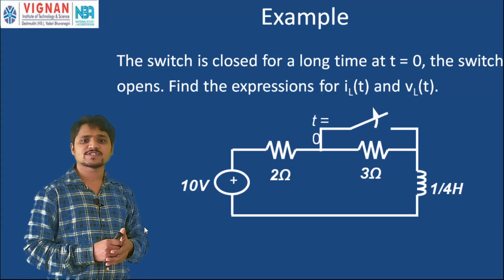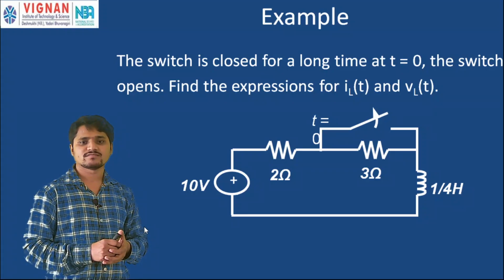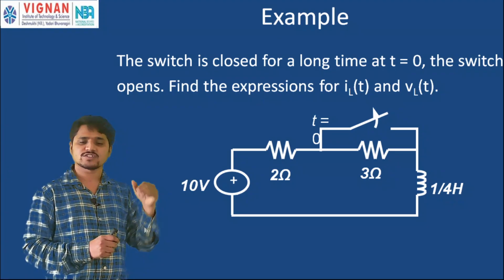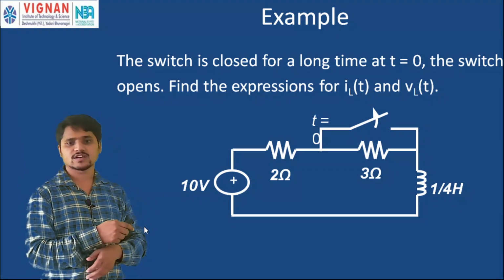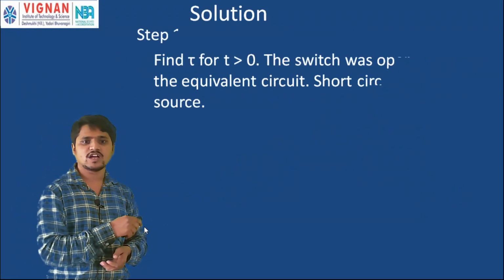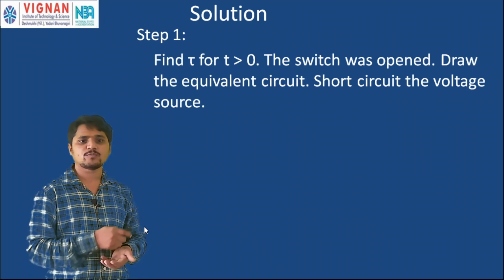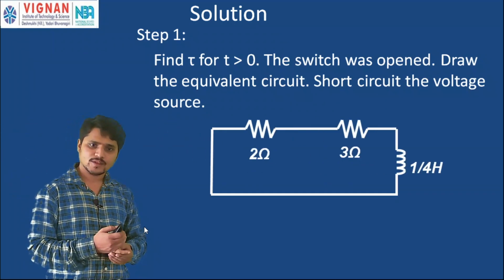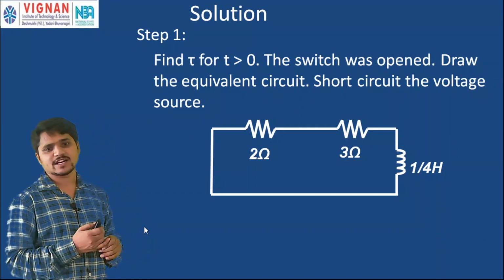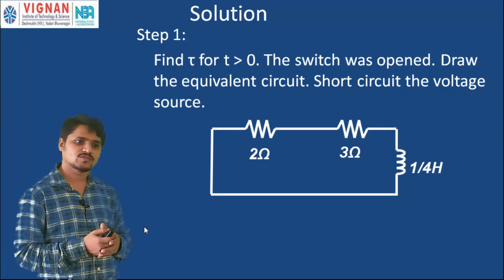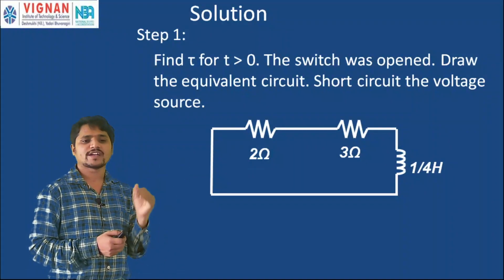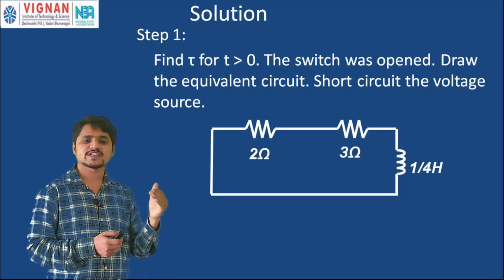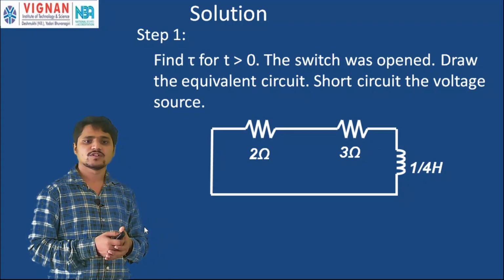Find the expression for IL of t and VL of t. That means the switch was closed, but at t equal to 0 the switch is open. So what is the current and voltage in the inductor? So this is the question. Now step 1, you have to find out the tau, for t greater than or equal to 0 the switch was open. Earlier, at t equal to 0 minus the switch was closed, at t equal to 0 plus, that means t greater than 0, the switch was opened.